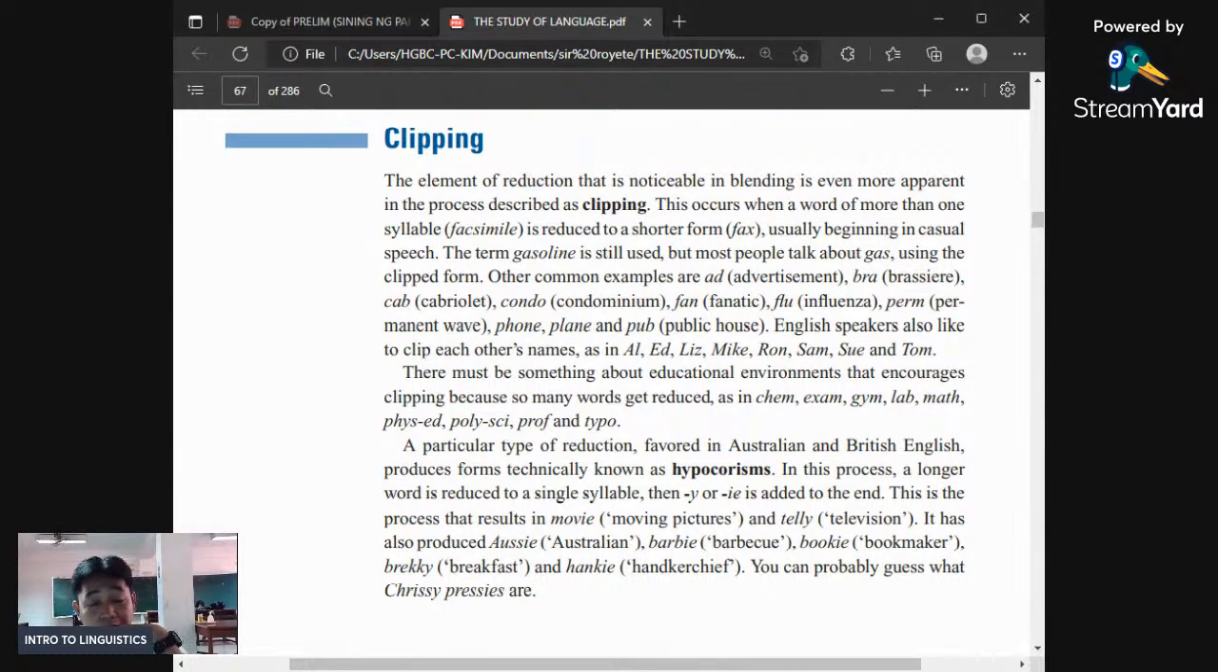Alright, so that's what we call clipping. Pinapaikli natin yung word. That's the process of what we call clipping, where there is reduction, or sinashort natin yung term. Example natin: cab, it's cabriolet. Condo, condominium.